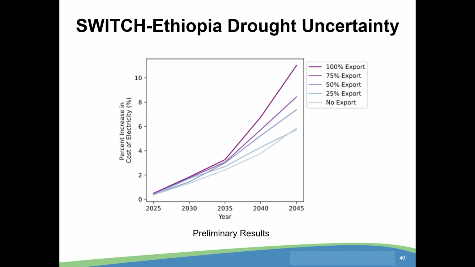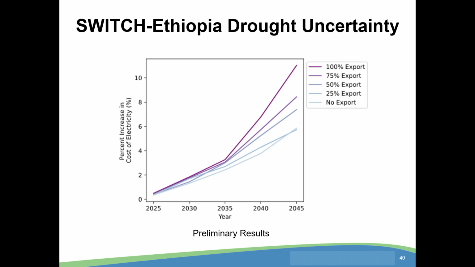Finally, we compare the resulting cost of energy. We expect the cost of energy to be higher under drought conditions, though the question is by how much. To answer this research question, we compared the percent difference in cost of electricity between no drought scenarios versus the drought scenarios. We repeated this calculation for each fraction of the export goals of Ethiopia.